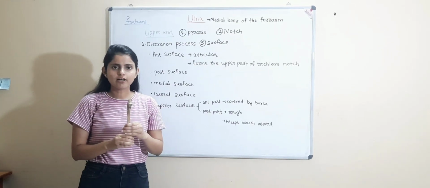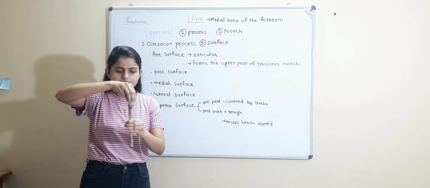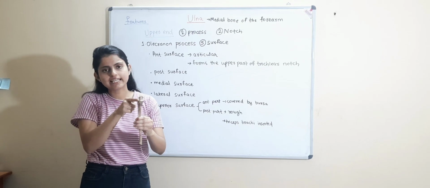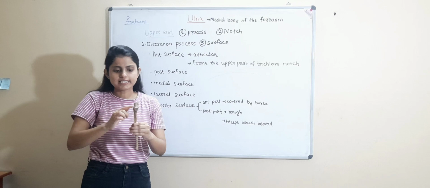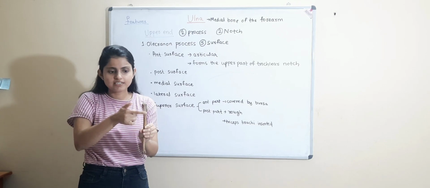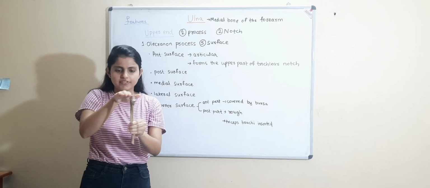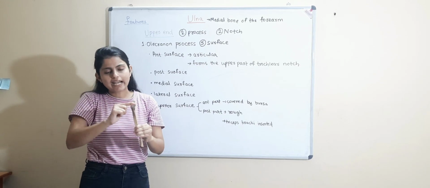Features of the upper end of the ulna: it has two processes and two notches: the olecranon process, the coronoid process, and the trochlear notch and the radial notch, which is placed laterally. And the olecranon process has five surfaces: anterior surface, posterior surface, medial surface, lateral surface, and superior surface. The anterior surface is articular and forms the upper part of the trochlear notch.